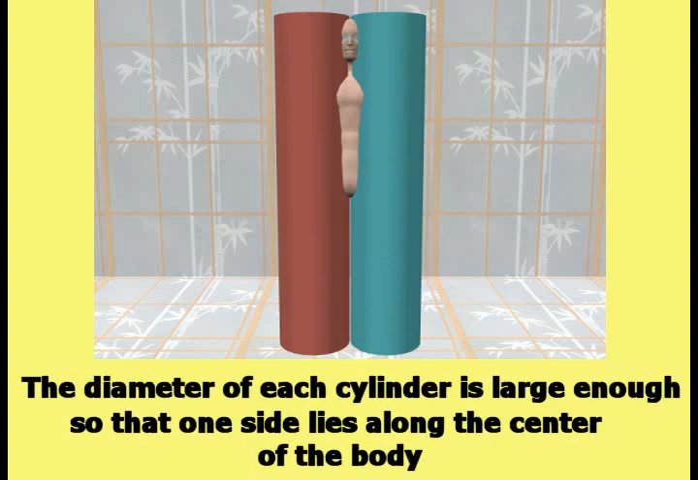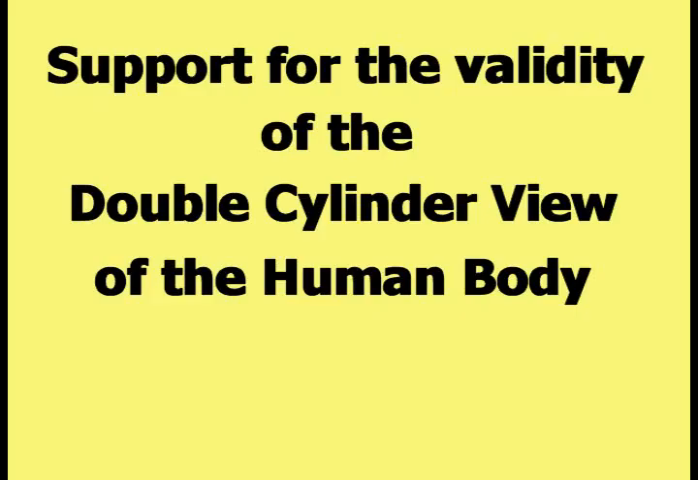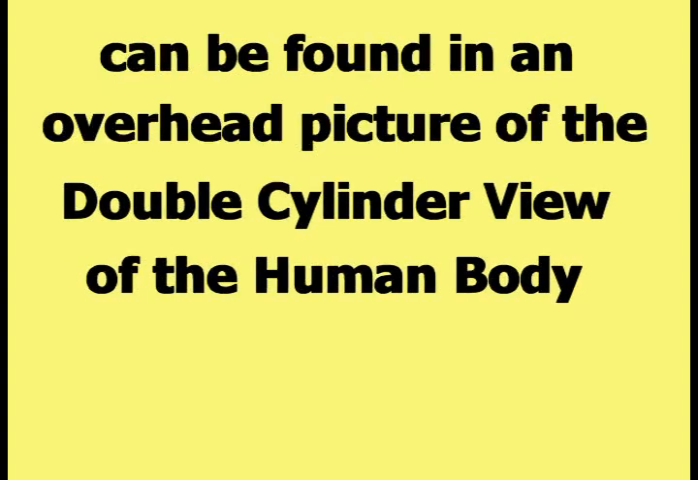The diameter of each cylinder is large enough so that one side lies along the center of the body, while the other side extends outwards far enough to enclose the entire side of the body. Support for the validity of the double-cylinder view of the human body can be found in an overhead picture of the double-cylinder view, like the picture shown here.